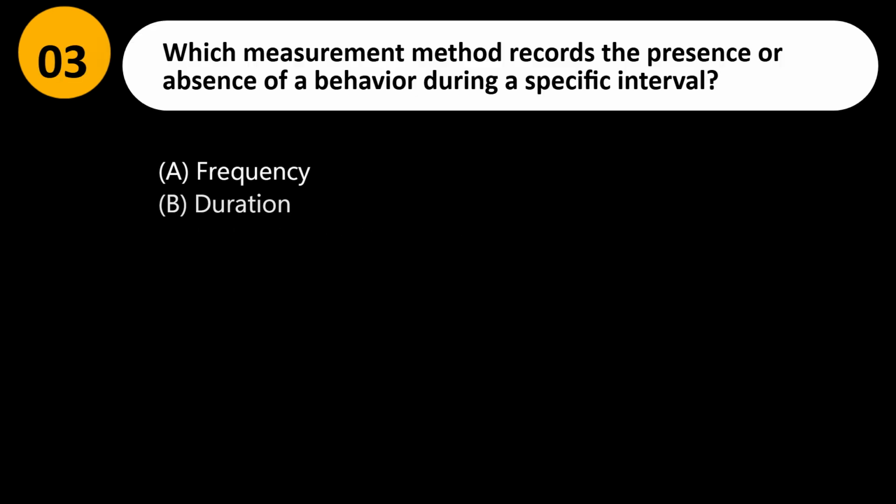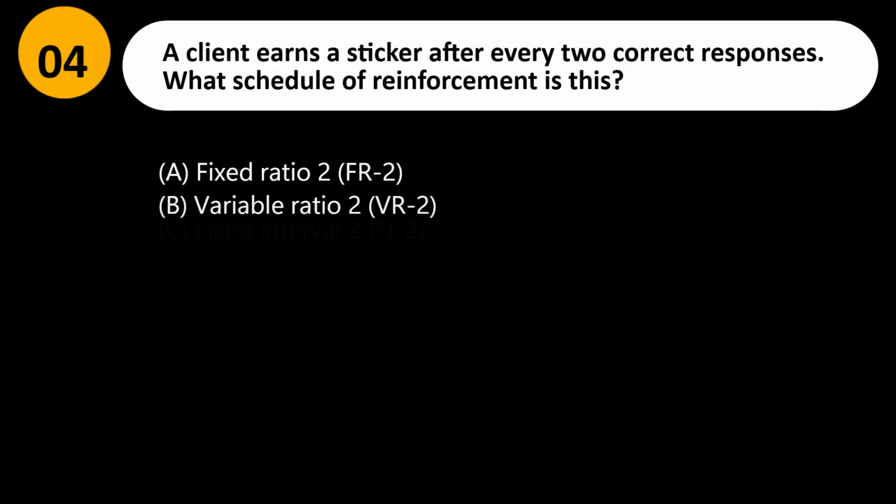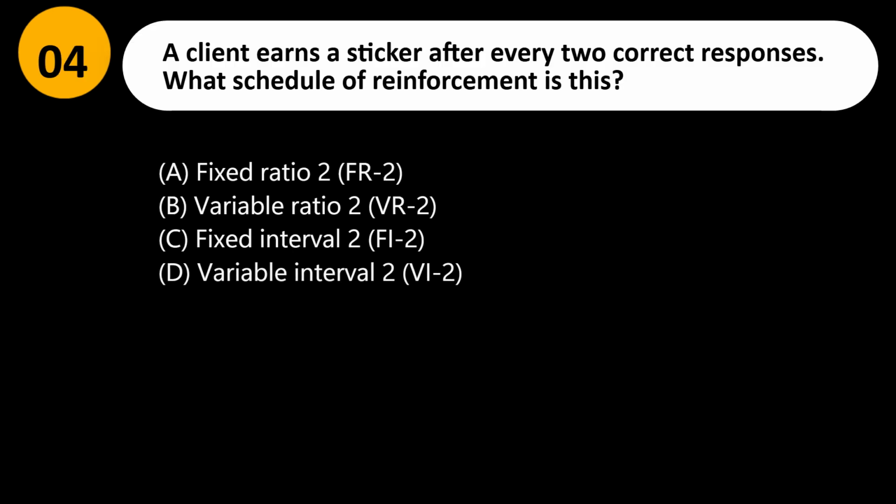Which measurement method records the presence or absence of a behavior during a specific interval? A. Frequency. B. Duration. C. Partial interval recording. D. Rate. Answer, C. Partial interval recording notes if the behavior occurred at any time during the interval, without counting the exact number of occurrences.